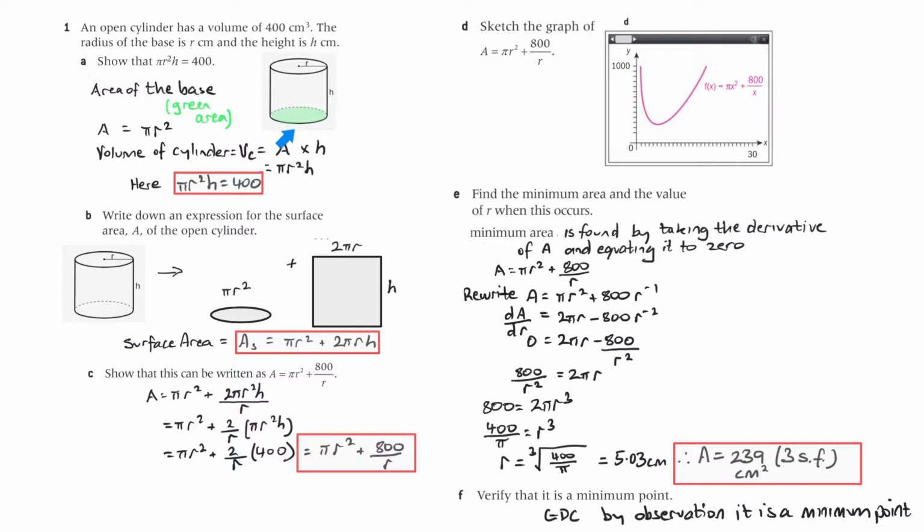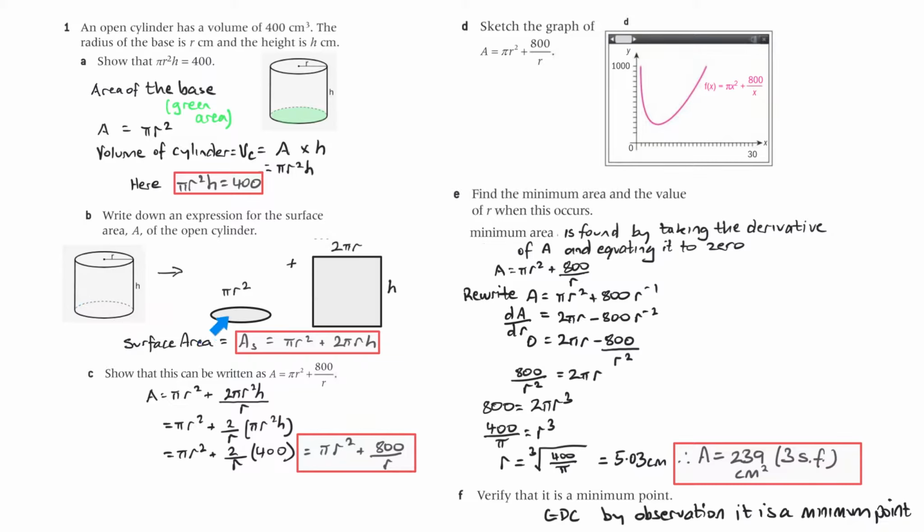Well, there's our cylinder. The area of the base alone is pi r squared, and we know that the volume of the cylinder, therefore, is pi r squared times h. So that's pi r squared h. They told us that the volume is 400, therefore pi r squared h equals 400. B, write down an expression for the surface area A of the open cylinder.